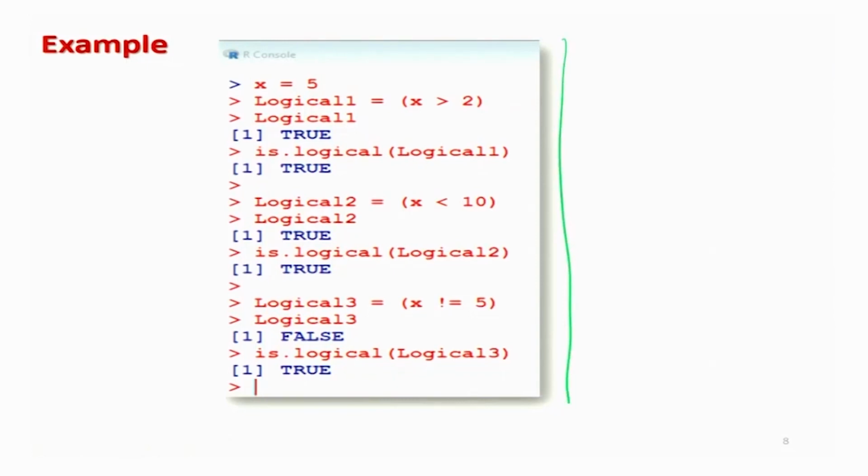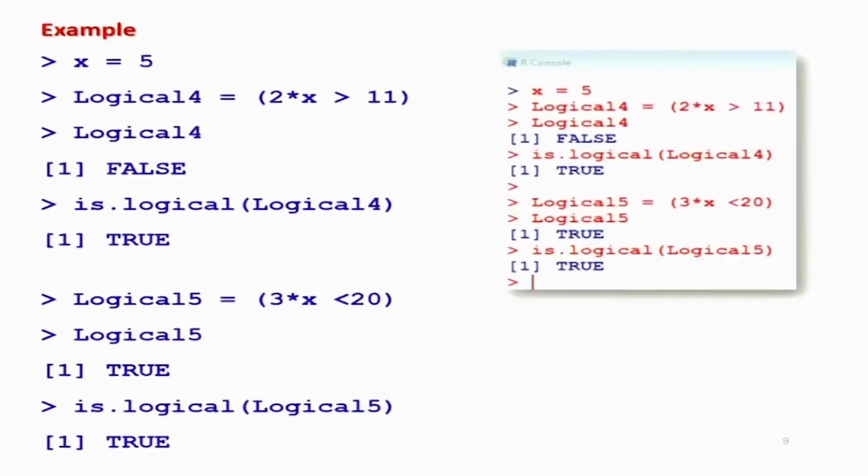I will show you this on the R console also, but before that let me take 2 more examples. Now I show you what happens if you take some mathematical operations on these variables. So, I define one more variable, logical4, which is 2 times x greater than 11, and x here is 5. So, 2 times x, which is 2 times 5, 10, is greater than 11 or not. This is a false statement.